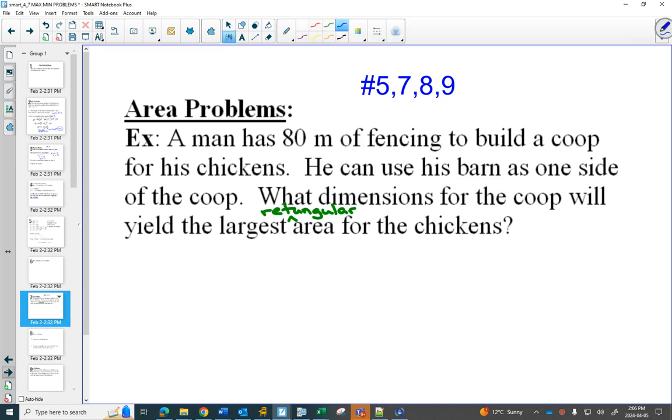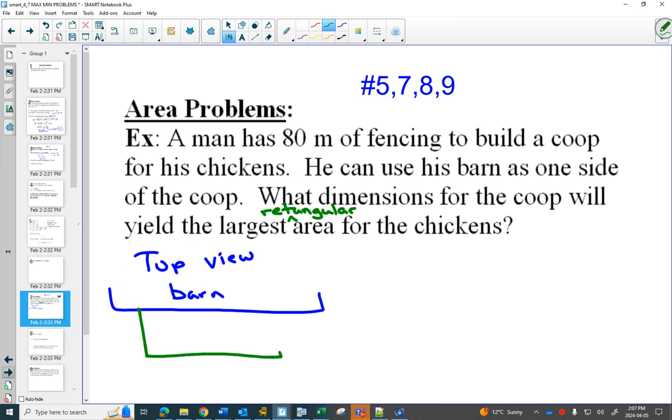First of all, these questions are easier to do if you can draw a diagram, and the diagram, you're going to imagine you're up in the sky looking down. We're going to get a top view. Here is my barn. And I'm going to put fence here, fence there. And I want to make that as big as possible. Because you want your chickens to be able to move around.